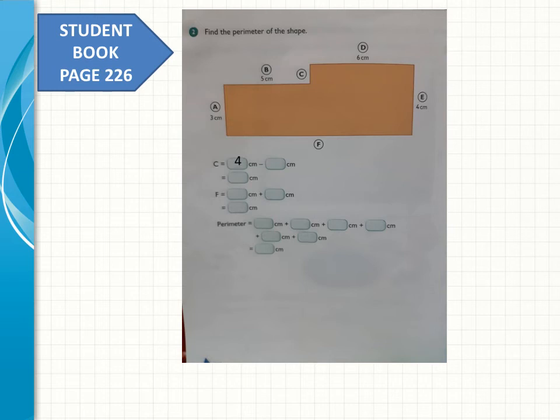Now let's find the perimeter. Our perimeter is going to be 3 plus 5 plus 1 plus 6 plus 4 and plus 11. And the total is 30 centimeters. So the perimeter of this shape is 30 centimeters.